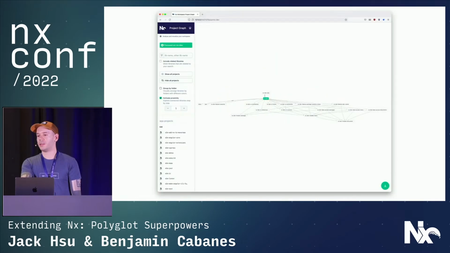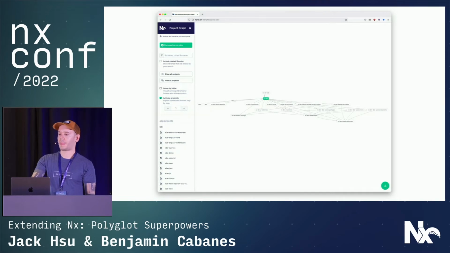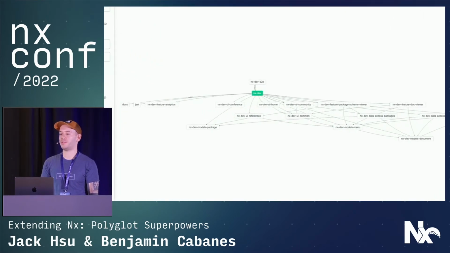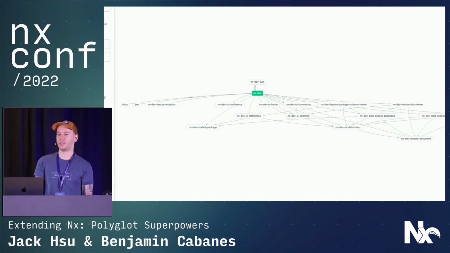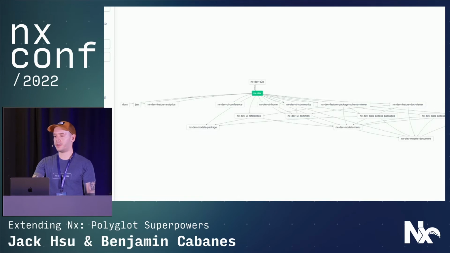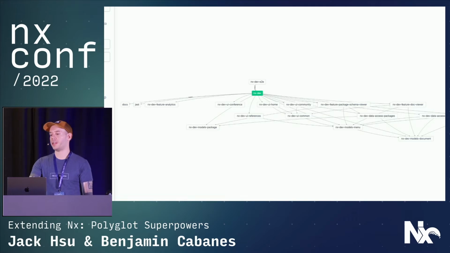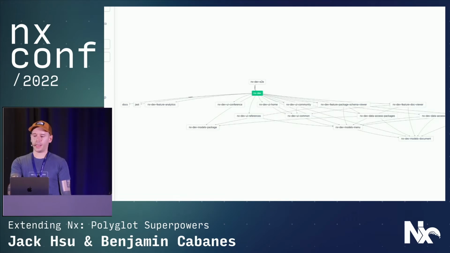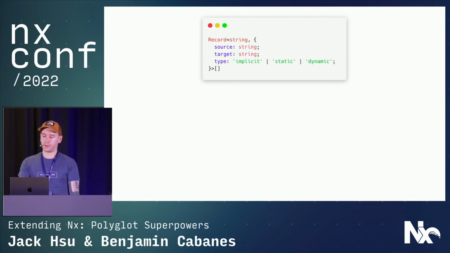So here, this is the project graph application, and we are taking an example of the nx.dev project, which is the project for the documentation of NX. And you can see that there is a lot of dependency for that project. There are a lot of edges and nodes. And what is a node? A node is following this kind of interface.